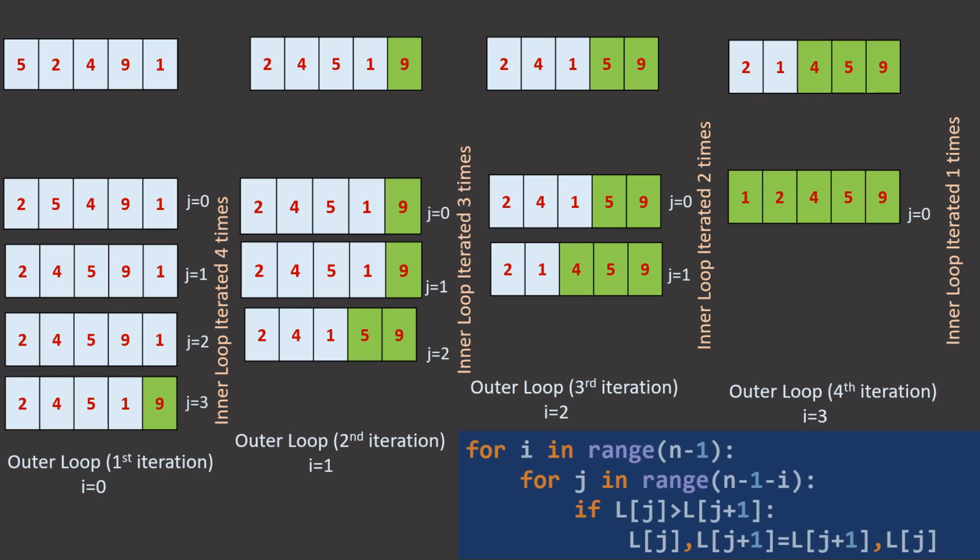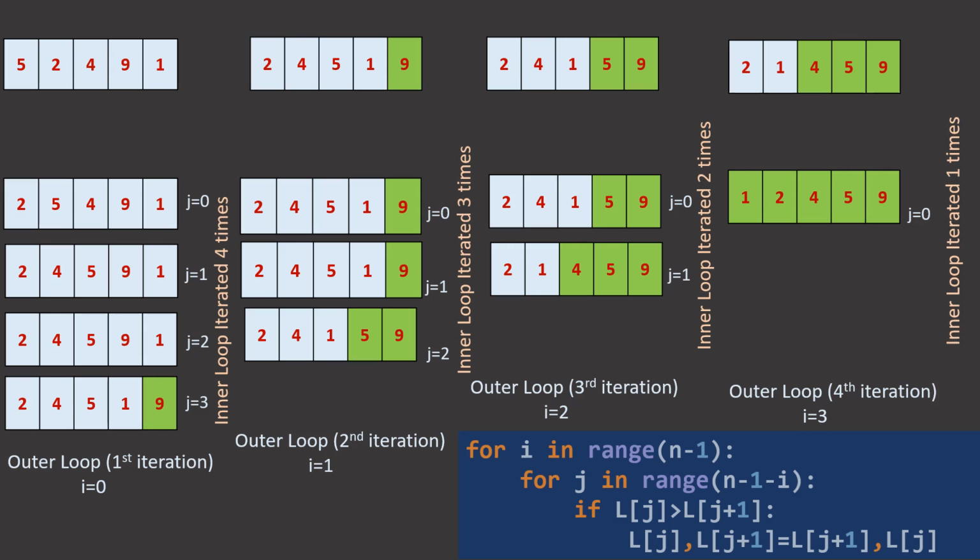So you don't need to compare and swap for the last i elements after the execution of each outer loop. So you can write your code like this: for i in range(n-1), that means your outer loop gets executed n-1 number of times. For j in range(n-1-i), that means your inner loop, that is comparison and swapping, has to be done n-1-i number of times.